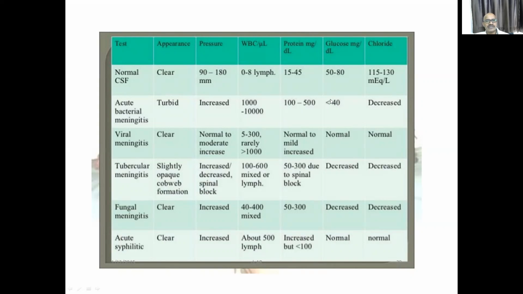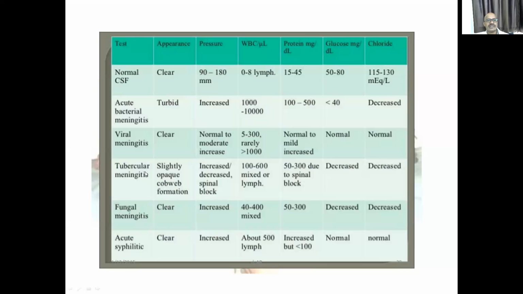In bacterial meningitis, protein is increased, whereas in viral meningitis, protein is normal. And the cell count is markedly increased: 90% of the cells are neutrophils, and 1,000 to 10,000 cells are there in acute bacterial meningitis. In viral meningitis, lymphocytes are increased, but only around 300.